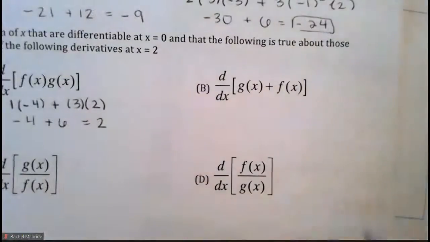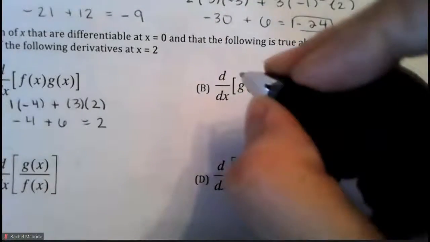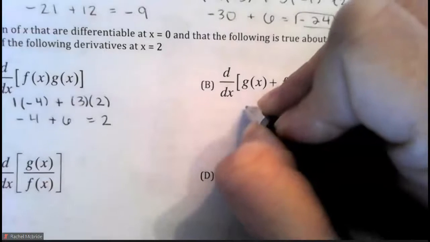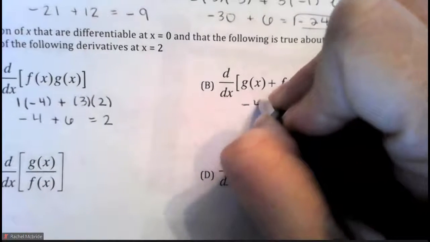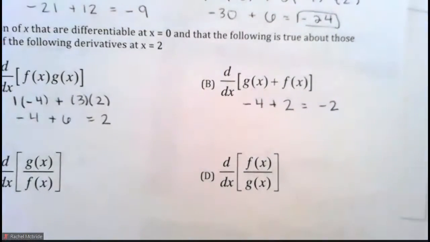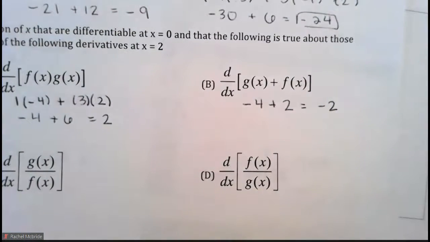Letter B, so again, it's the same as the derivative of letter B up above. So it's g prime 2 plus f prime 2. So it's negative 4 plus 2, which is negative 2.